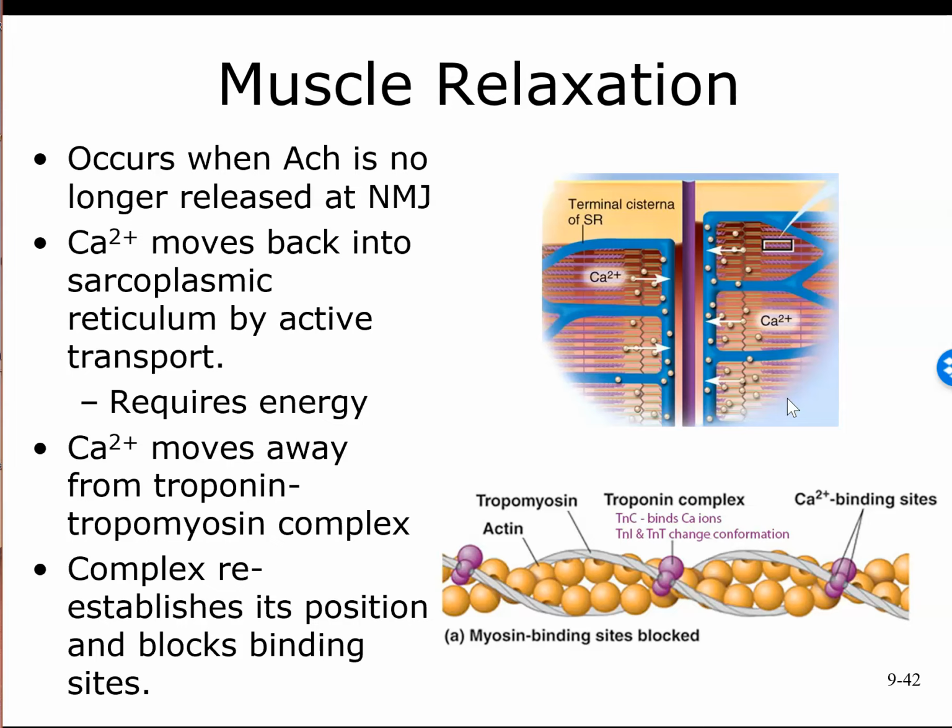Now, how does muscle relaxation take place? When we have no more acetylcholine in our neuromuscular junction, that calcium is going to move back into the SR by active transport, meaning we require energy in order to do this. Calcium will move away from that troponin-tropomyosin complex. That means tropomyosin will move back to its original position and cover up those active sites.